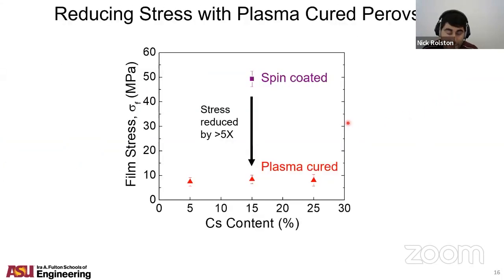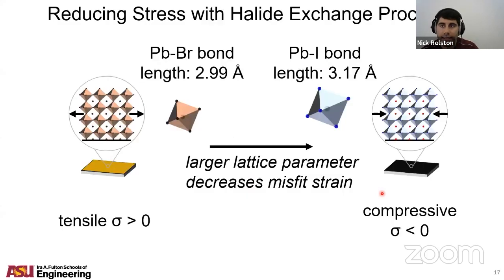And we were actually able to verify that, seeing for a range of compositions, in this case different cesium contents in our perovskite, that the plasma cured samples had lower film stresses. Now, the final approach is one that we've been looking at more recently, and this is something that was hinted at and discussed earlier in the session by Adam and others, basically applying a pseudo compression, and this was through actual ion exchange.